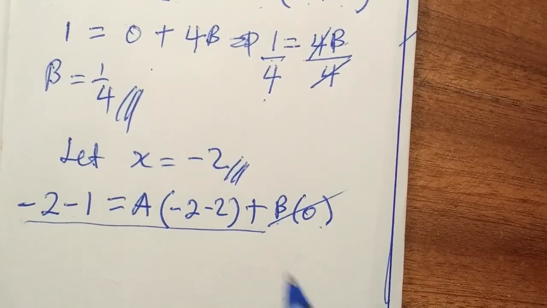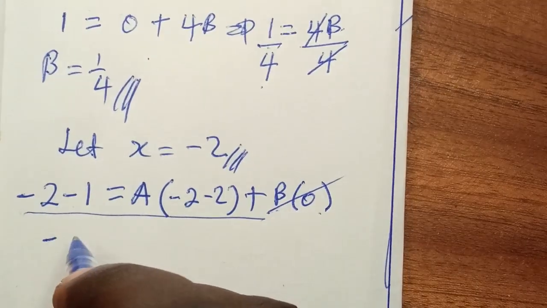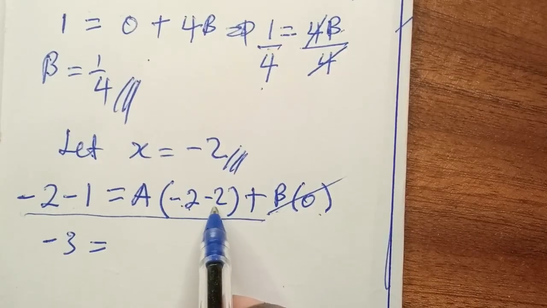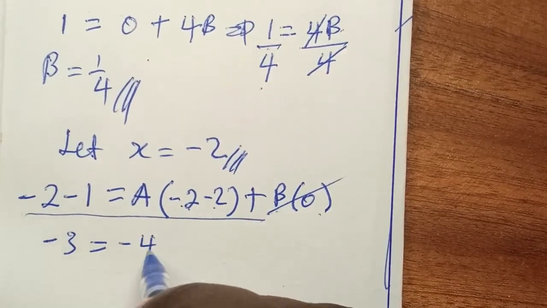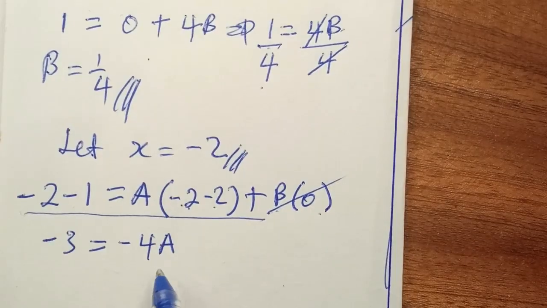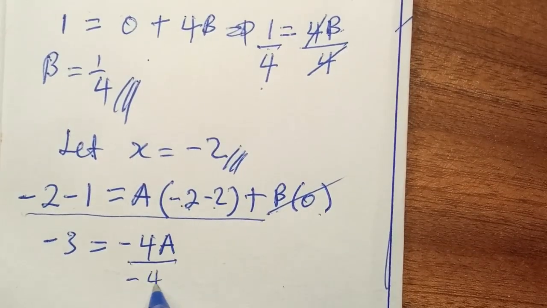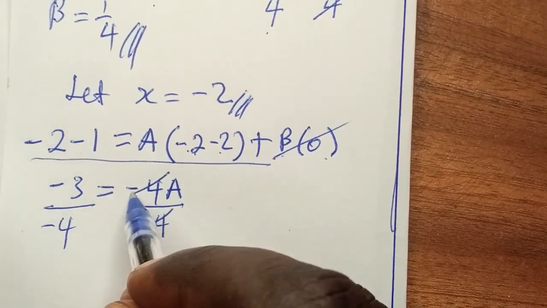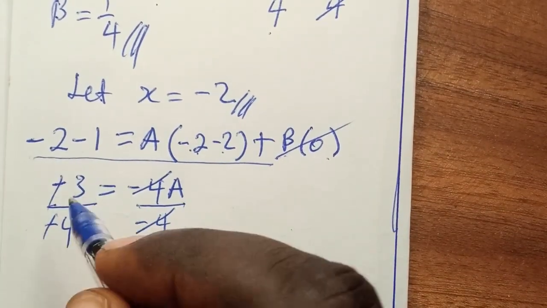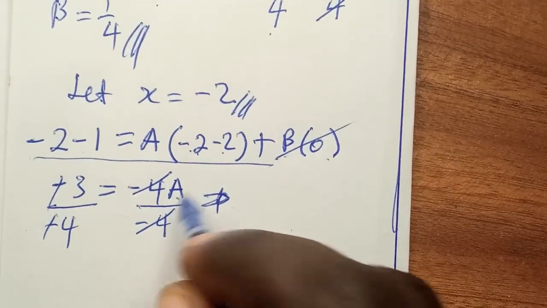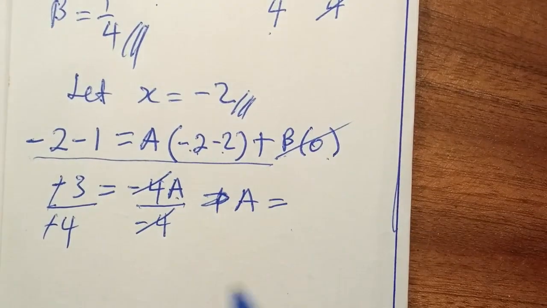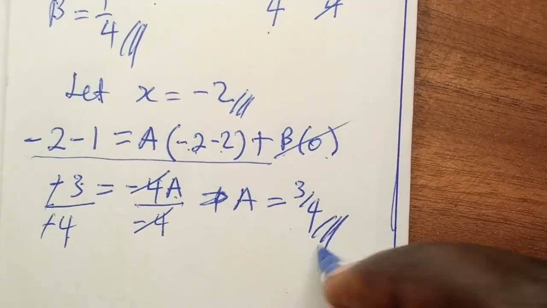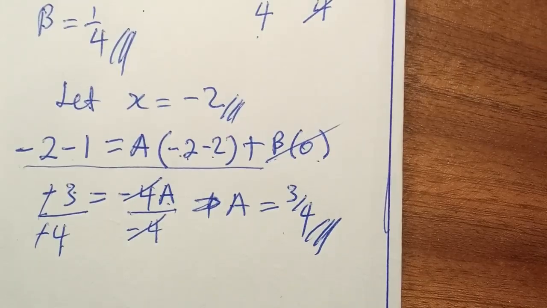Minus 2 minus 1 is minus 3. So minus 3 will be equal to minus 2 minus 2, which is minus 4A. So to get A, we divide both sides by minus 4. We cancel minus 4 by minus 4, and the A that is left will be equal to 3 over 4. So A is 3 over 4. Now we know A and we know B.